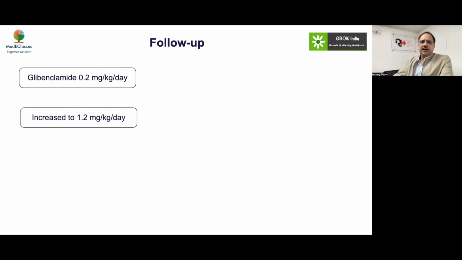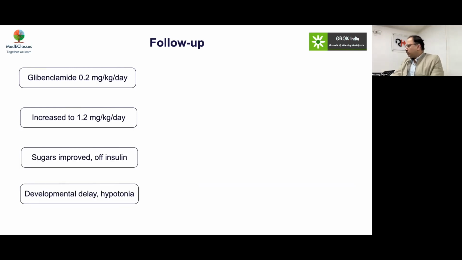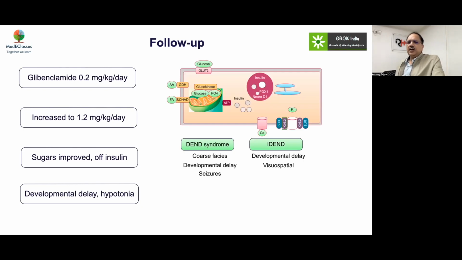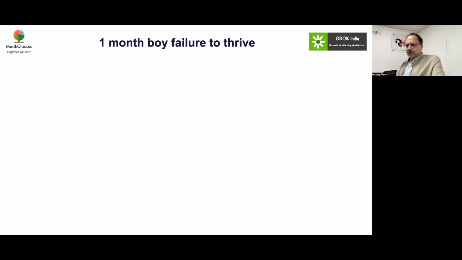On follow-up, glibenclamide 0.2 milligram per kg per day, increased to 1.2, sugars improved off insulin, developed developmental delay and hypotonia. It could be because of bad control earlier, but this is something you need to be aware of: often we say it was because of his high sugars, but this could be because of the neurological involvement. The DEND syndrome, as we discussed, is there. It tends to improve once your potassium ATP channel gets recruited. So it is also going to improve in the muscle and the neurons.